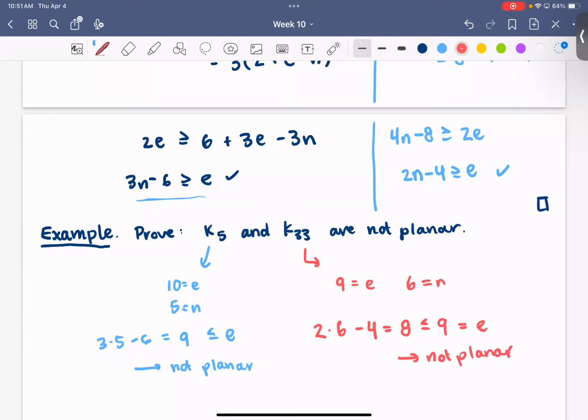So basically, my interpretation of these two things is that this puts an upper bound on the number of edges that you can have in a planar graph. And so you can sort of see that K5 and K3,3 have too many edges to be planar.